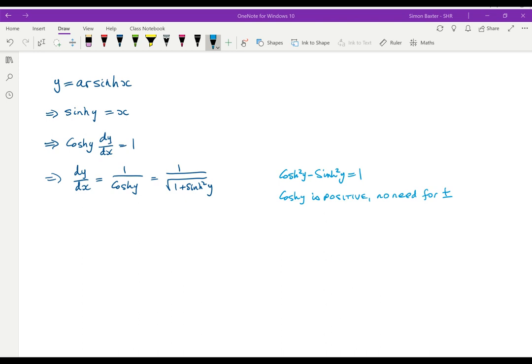So it's not being careless or slack, it is all logical. Now we get that if we differentiate arsinh x, we get 1 over root 1 plus sinh squared y. Sinh squared y is x squared. Now you can do that for all of the inverse hyperbolic functions. And in each case where you need a square root, there is a perfectly good argument as to why you take the positive root. So we're not just ignoring the minus, there is a good reason.